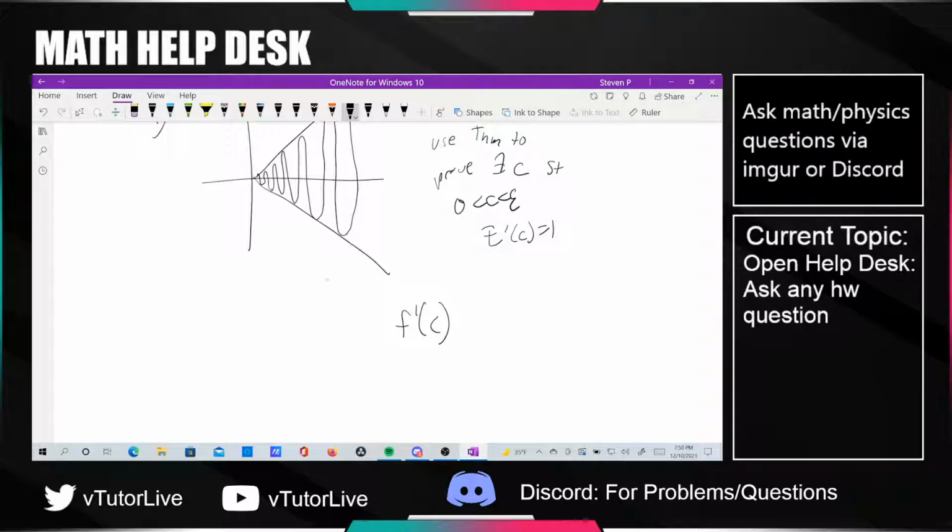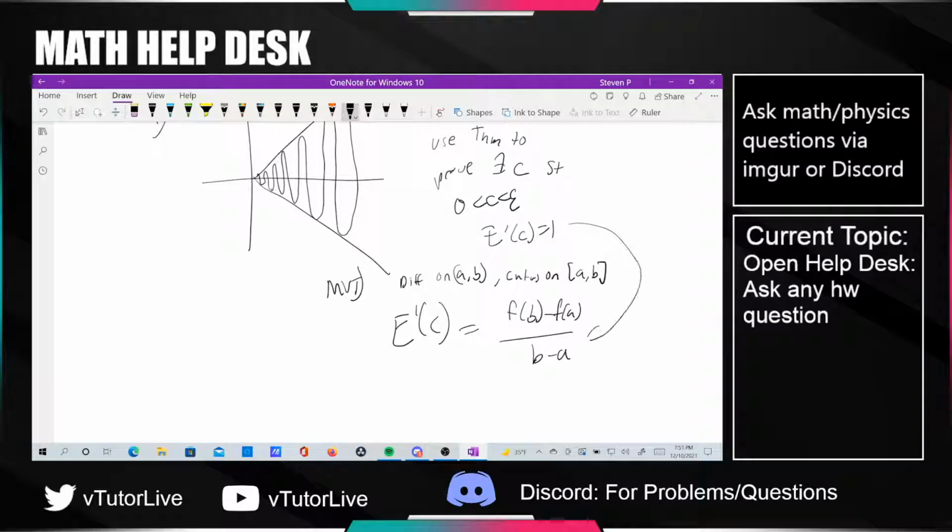So, sorry, this is the mean value theorem. It's differentiable on (a, b) open and continuous on [a, b] closed. And it's saying that this is equal to f of b minus f of a over b minus a. I guess we're using capital E as a function instead of f. But the idea here is, this corresponds pretty closely. We want to shoot for f(b) minus f(a) over b minus a, and we want this to be equal to 1. This is what we're shooting for.